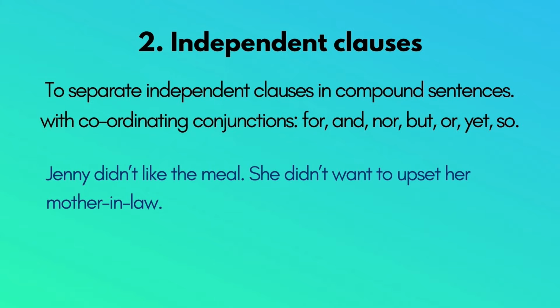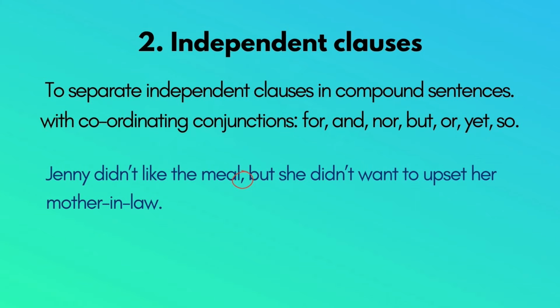So, Jenny didn't like the meal. She didn't want to upset her mother-in-law. So these are two sentences, right? They're independent clauses because they are two different sentences. But if you want to link these sentences, you can use a coordinating conjunction and a comma. So: Jenny didn't like the meal, comma, but she didn't want to upset her mother-in-law.